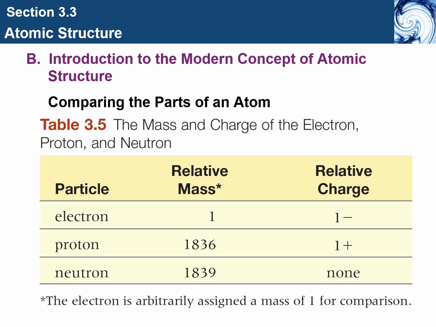For what we talk about, protons and neutrons will be equal, unless I ask, is a neutron bigger than a proton? And you'll say yes. An electron has a negative charge, a minus one charge, and a proton has a positive one charge.